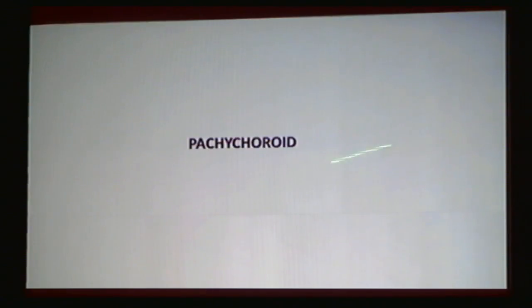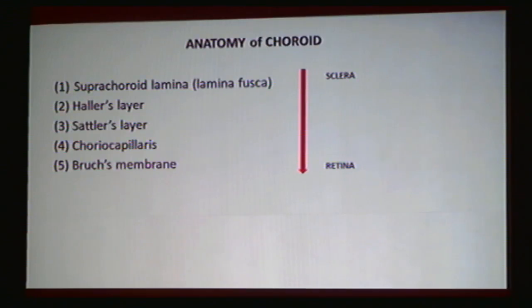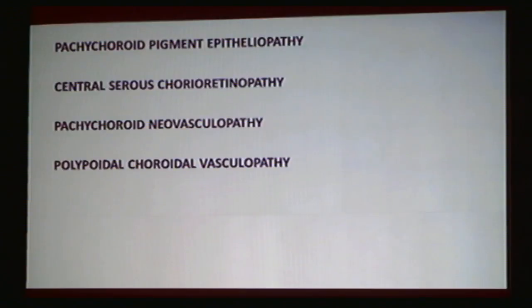Now, the new term which all of us have been hearing for the last 2 years is pachychoroid, which helps us understand this entire spectrum of conditions. So just to brush through the basics, how is the anatomy of the choroid, which is important to us? You have the suprachoroidal lamina, from the sclera to the retina, which I'm talking about, from outside to inside. You have the Haller's layer, then the Sattler's layer, choriocapillaris, as well as the Bruch's membrane, and then the RPE.